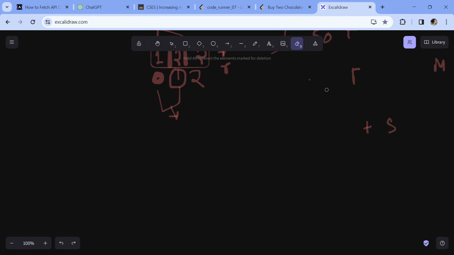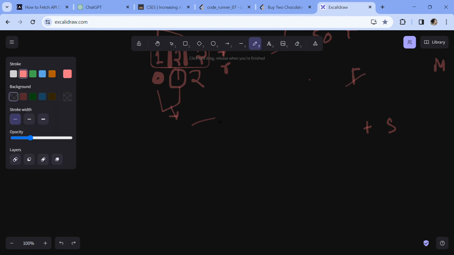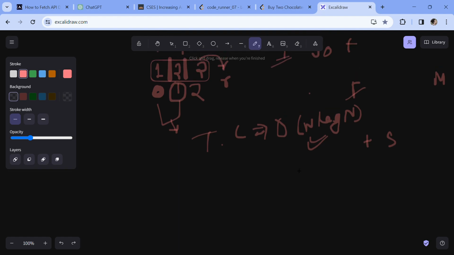So let me discuss the time complexity for this approach. We are using the sort function. In C++, the sort function will take big O of n log n time for sorting, and the space complexity will be big O of n.